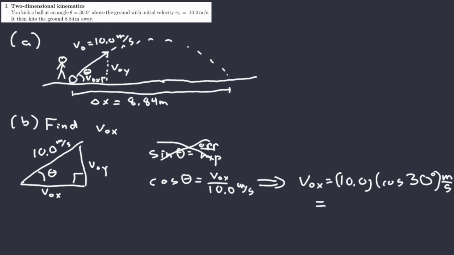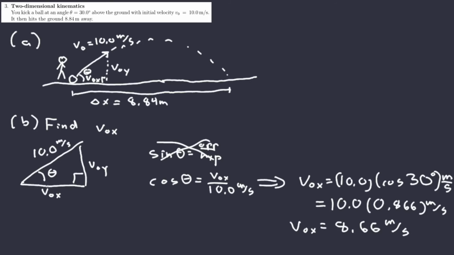I plug that into my calculator, and the value I get is 10.0 times 0.866. So my velocity ends up being 8.66 meters per second in the x direction. And so we can check that with our triangle inequality. We've got 8.66 meters per second, and that is less than the total initial velocity because we're talking about just the component in one direction. So we'll go on now to part C.